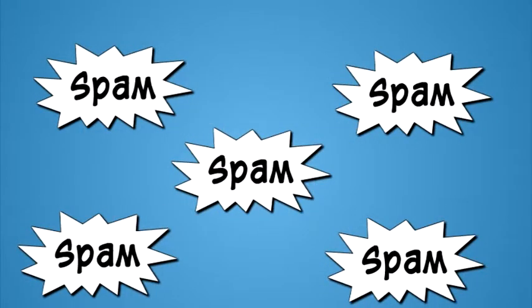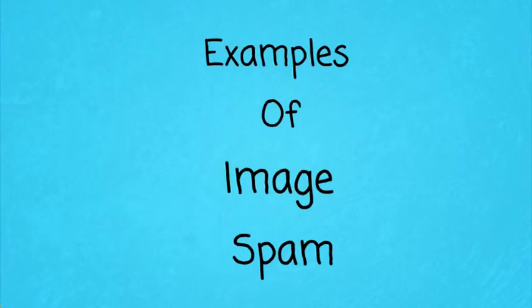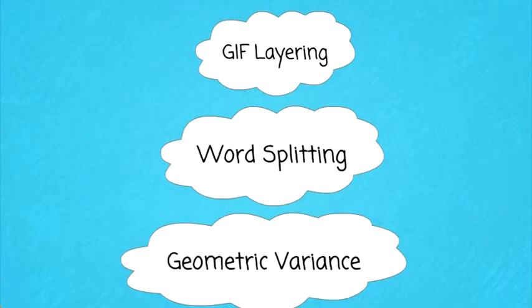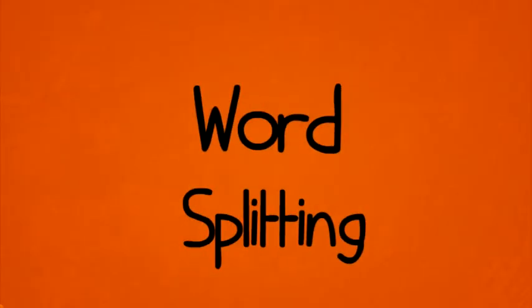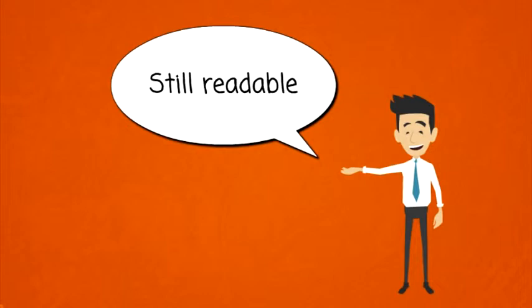Text-based spam is easily contained by antiviruses, but image-based spam uses graphical images of text to bypass text-based filters. Several different examples of image spam are GIF layering, word splitting, and geometric variance. Word splitting divides the image, leaving space in between the pieces. It separates words horizontally so that they can still be read by the human eye.